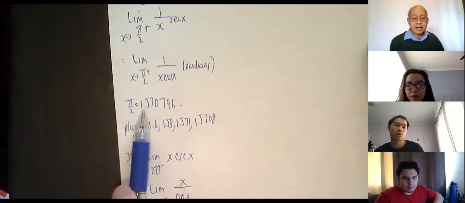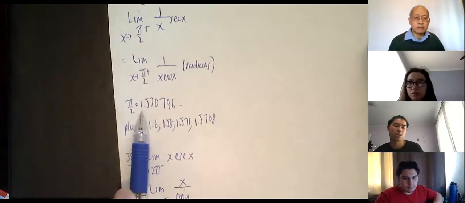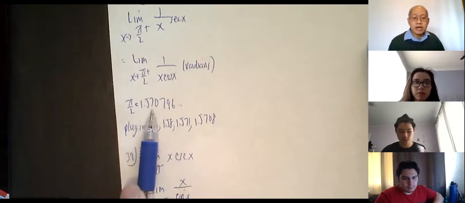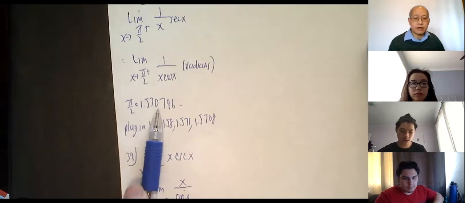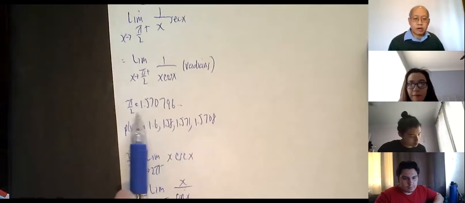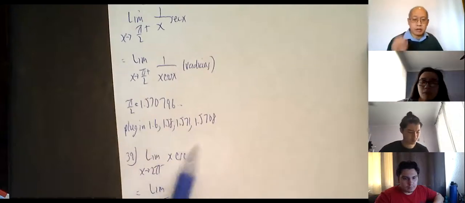Okay, so I take the tenths place, I add 1 to it, so it's 1.6. 1.6 is bigger than this whole number. And then 1.58 is bigger than 1.570, and so on. And then 1.571 is bigger than 1.5707, and so on. And then 1.5708 is bigger than 1.57079, and so on. In fact, this is already pretty close.